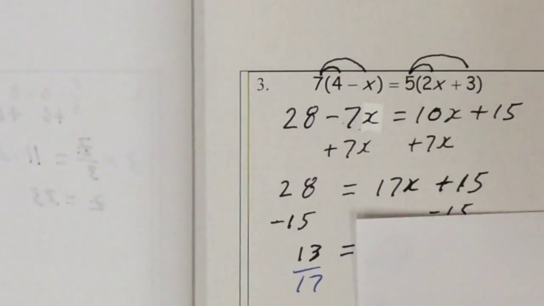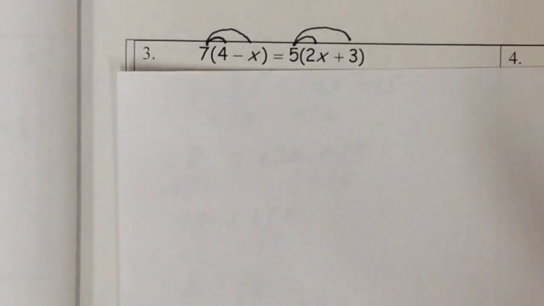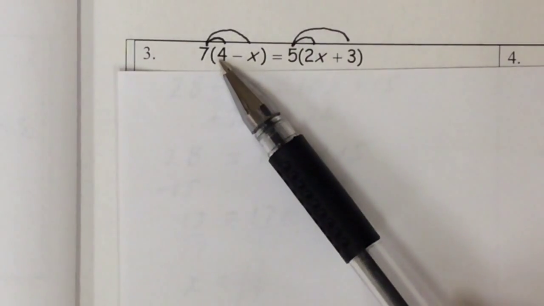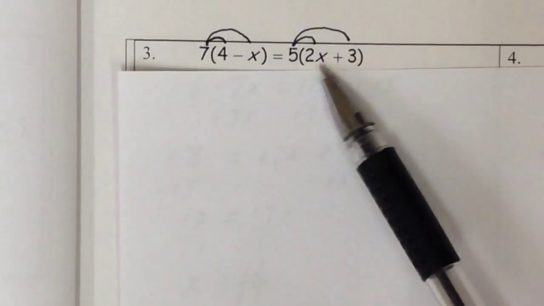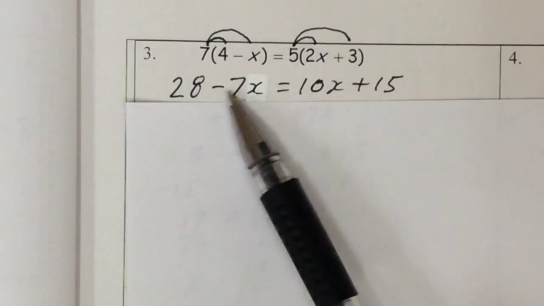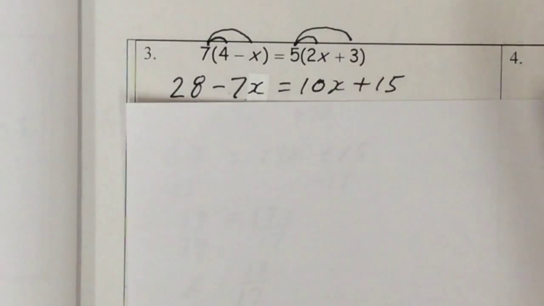Take a look at example 3. We got brackets on both sides, so you need to expand both sides. 7 times 4, 7 times x. 5 times 2x, 5 times 3. So 28 minus 7x equals 10x plus 15 when you expand it.